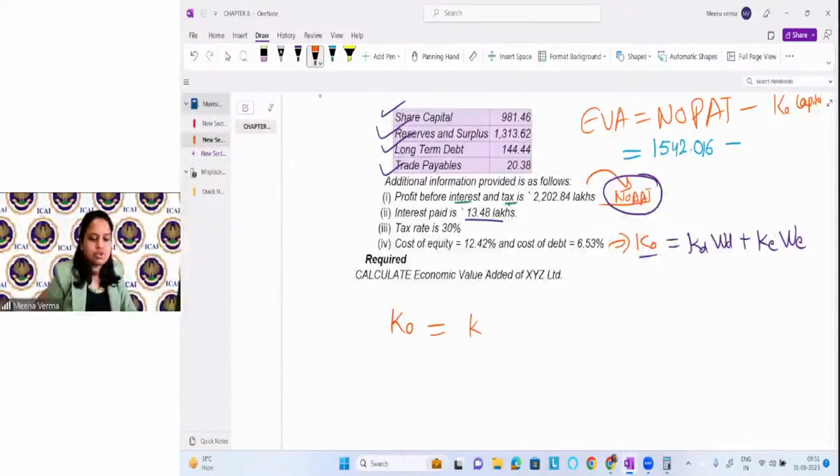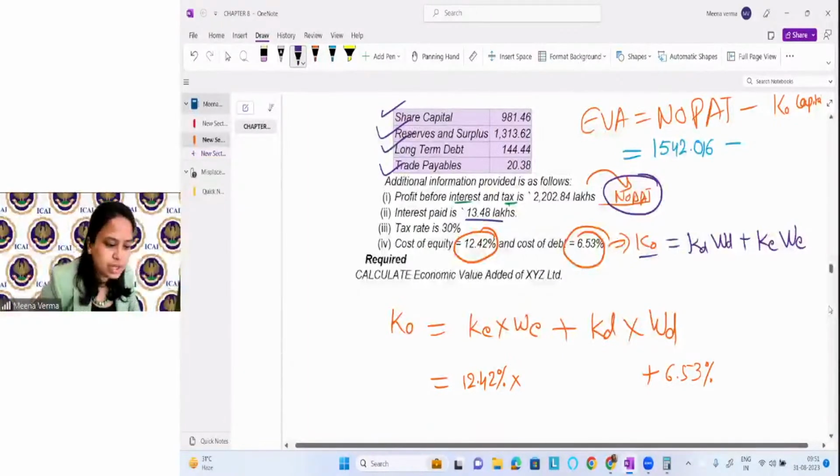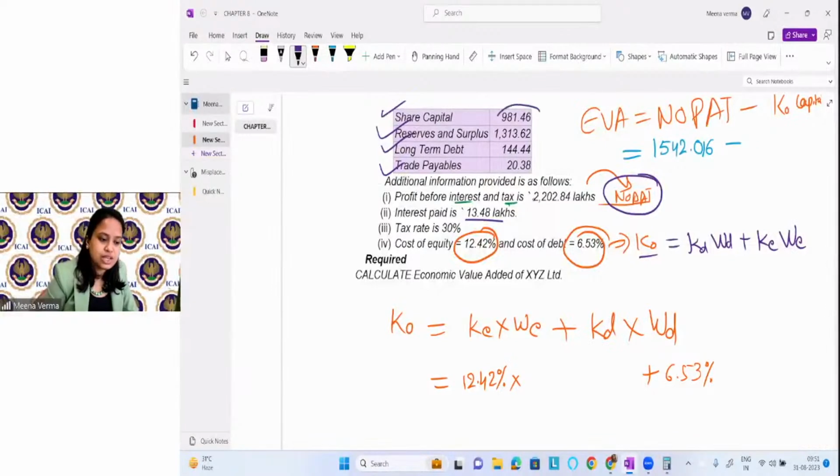How will you find it? Cost of equity times weight of equity, plus cost of debt times weight of debt. Cost of equity is given, cost of debt is given. Consider it, 12.42%. Cost of debt is given, 6.53%, right? Weight of equity and weight of debt. So what is the weight of equity and weight of debt? And you have to consider the sum also. You can see equity will consider these two values, debt will consider these two values. This will give you the total equity and debt.